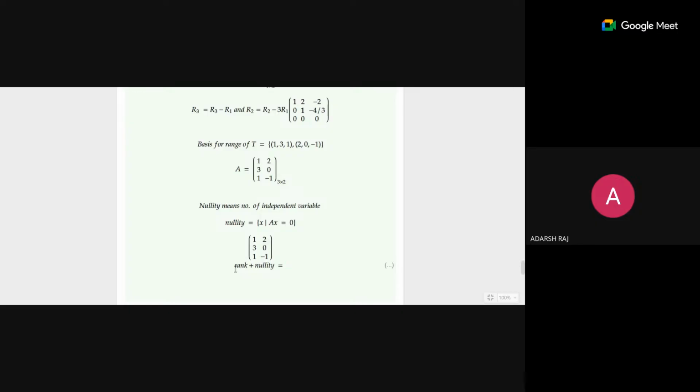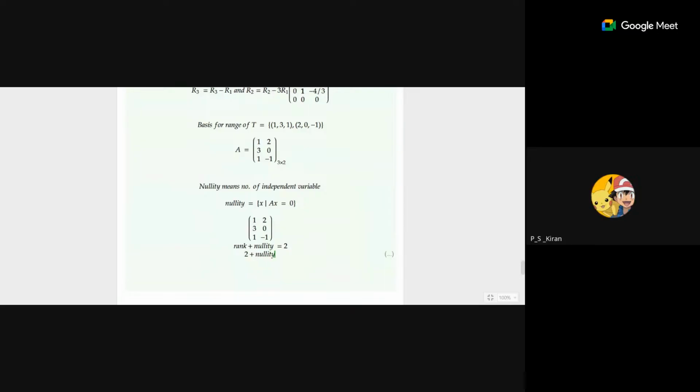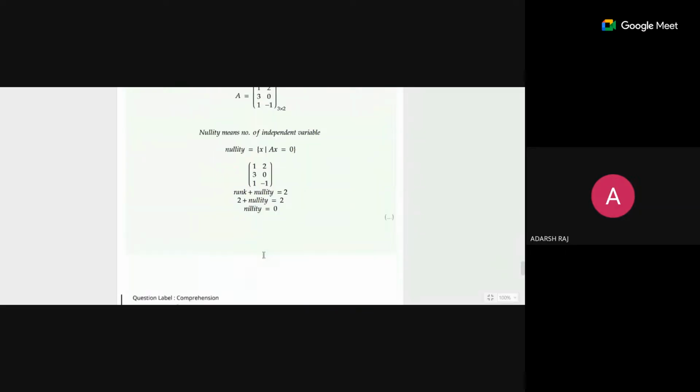Rank plus nullity is equal to the number of columns, right? Here both columns are linearly independent, so rank is equal to 2. If rank is equal to 2, what do we say about the nullity? Zero. So nullity is 0. So this will be correct.